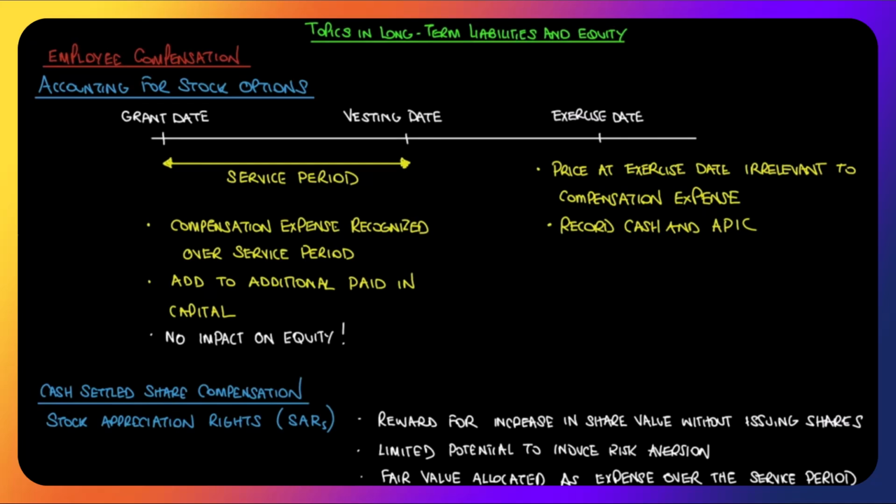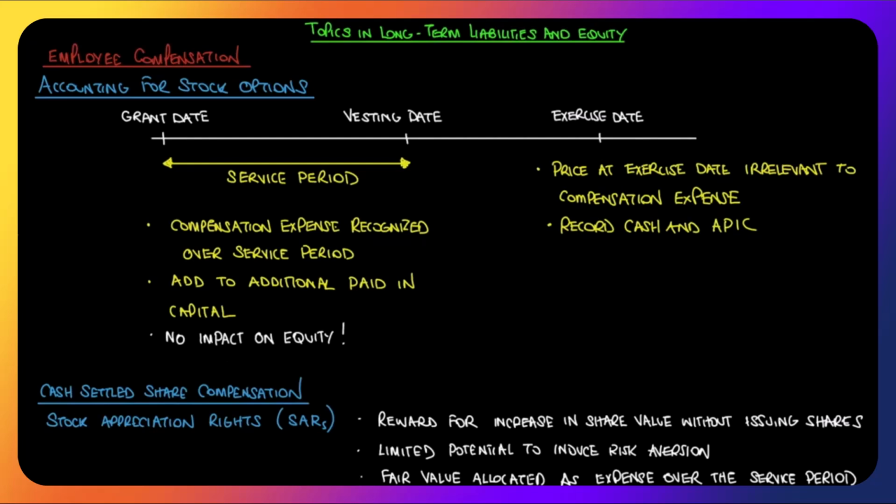So now we've defined it, let's talk about how to account for it. We've kind of touched on this a little bit, but let's just see it on a nice little timeline. There will be a grant date for the stock option, and there'll be a vesting date when it is earned. The gap between the grant date and the vesting date is the service period. Compensation expense is recognized over that service period.